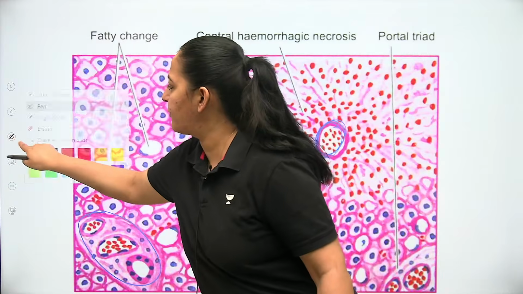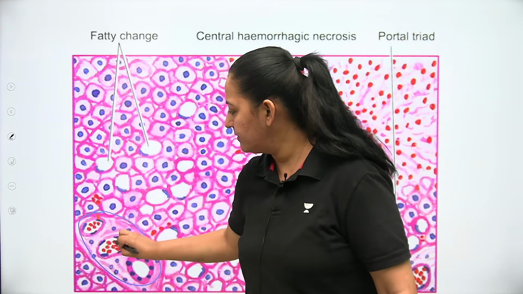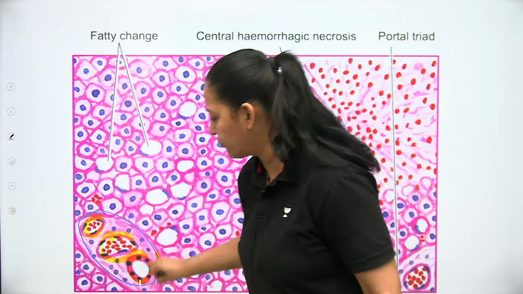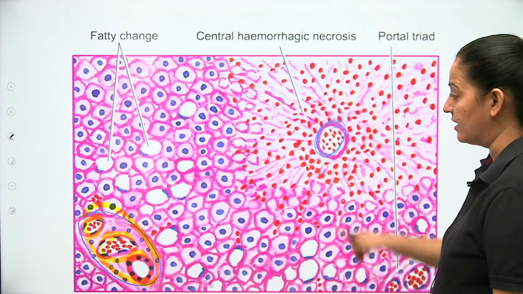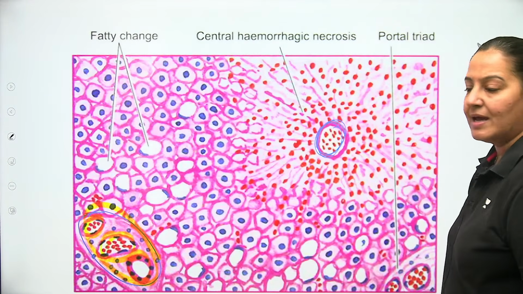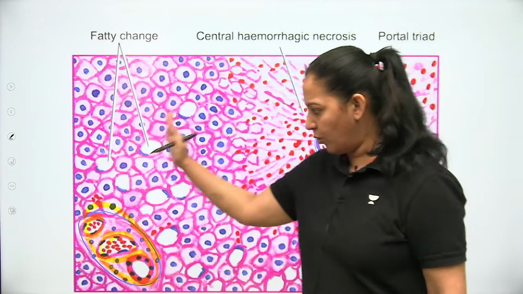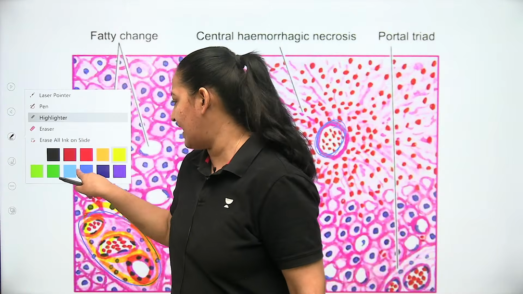Can you appreciate the portal triad? In this portal triad, appreciate the three things. What are the three things? This one is the artery, this one is the vein, and this one is the bile duct. Right? This is the portal triad. It is normal. There is no problem in that. None of them is ruptured. It is intact. But this one is ruptured. And can you see the row of hepatocytes connecting them? Give me a thumbs up if you are getting what I am explaining. You are getting my point.